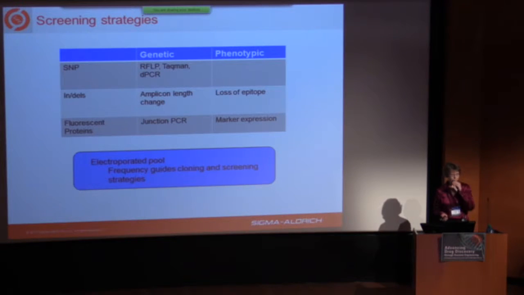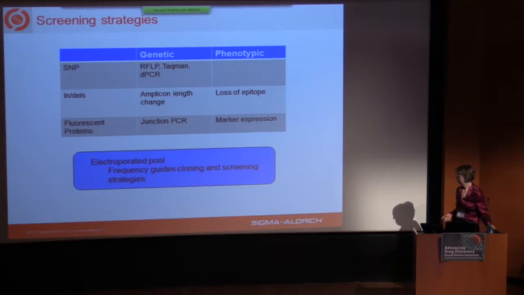Okay, so now I'm going to focus on just one part of the workflow, and that is screening strategies. So when you're trying to introduce a SNP mutation, a couple of the techniques that you could use are RFLP, or digital PCR, which I'll describe in my case studies. If you're looking at a frameshift mutation or any type of mutation which adds or deletes nucleotides, we prefer to look at amplicon length change by amplifying the genetic lesion with labeled primers and then running that amplicon through a capillary sequencer to actually measure the length of the amplicon.